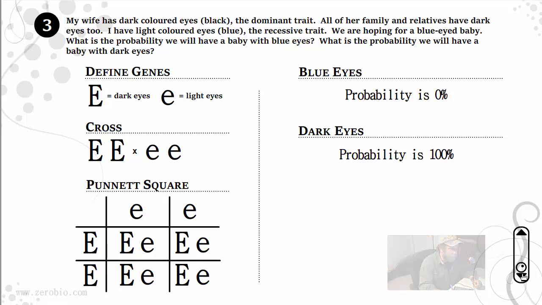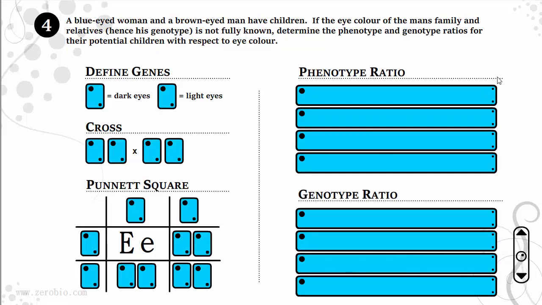Good. On to problem 4. A blue-eyed woman and a brown-eyed man have children. If the eye color of the man's family and relatives, and therefore his genotype, is not fully known, determine the phenotype and genotype ratios for their potential children with respect to eye color.